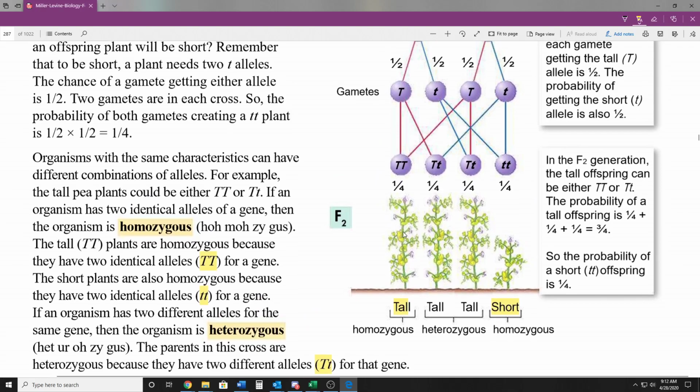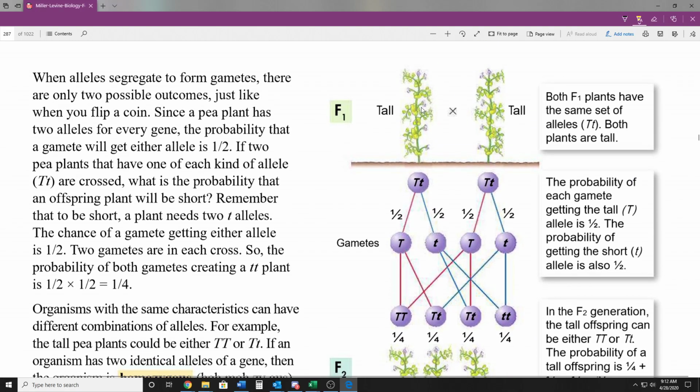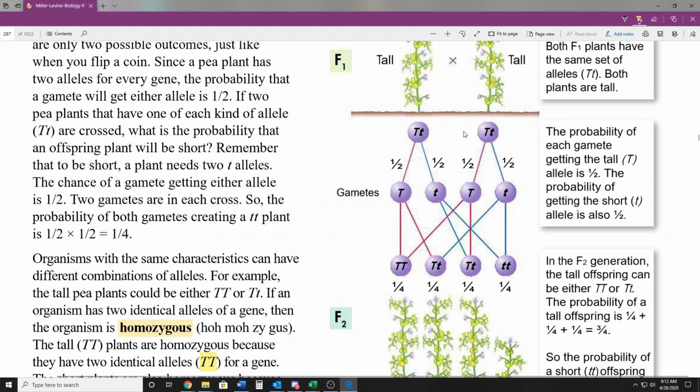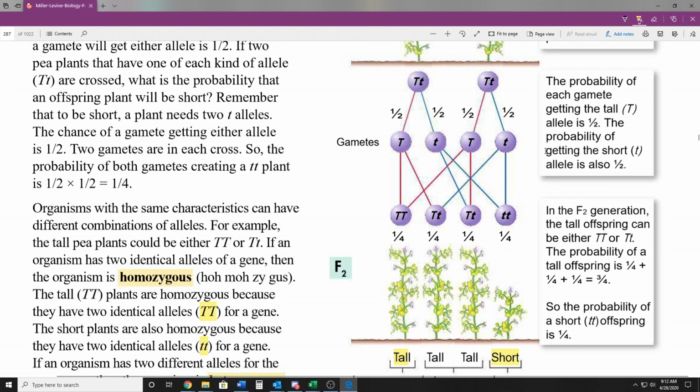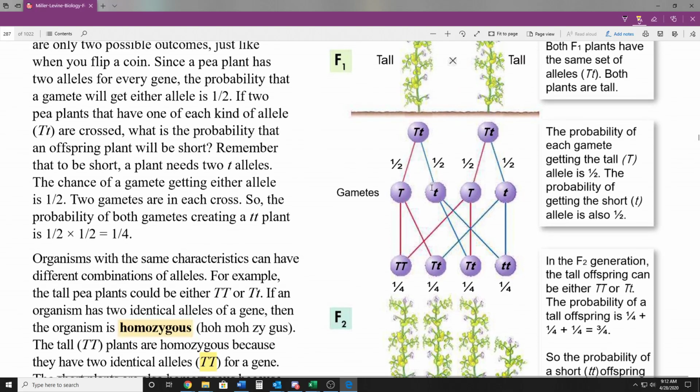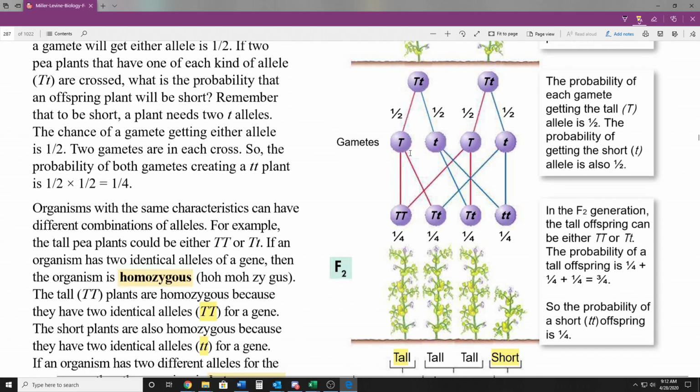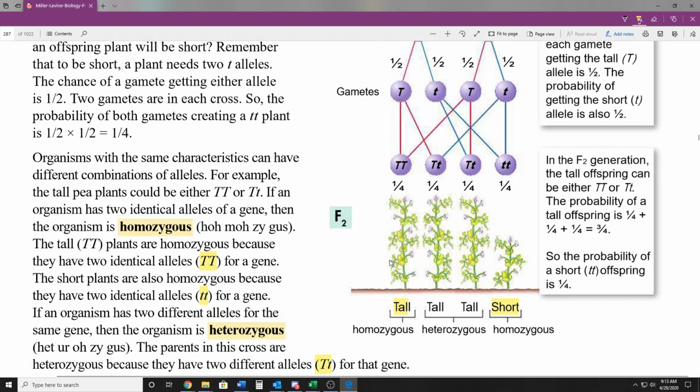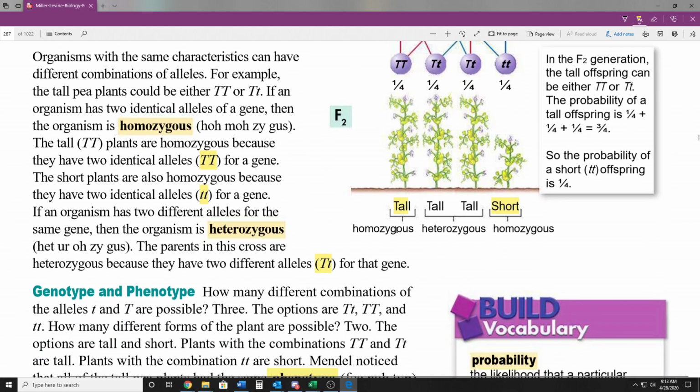Okay, so let's go back to our initial diagrams where we looked at two tall plants with heterozygous genotypes. Remember that the alleles separate during the formation of sex cells, so each sex cell will only have one allele, which then has a probability of being joined with the other parent's allele during fertilization, and that'll result in a variety of different genotypes. Right? We get homozygous genotypes for dominant traits. We get two heterozygous genotypes, and we get one homozygous recessive genotype.